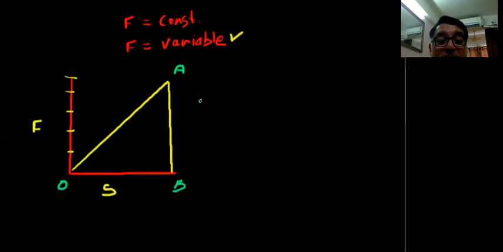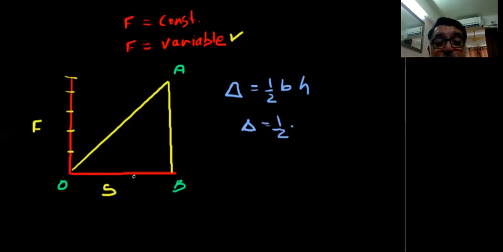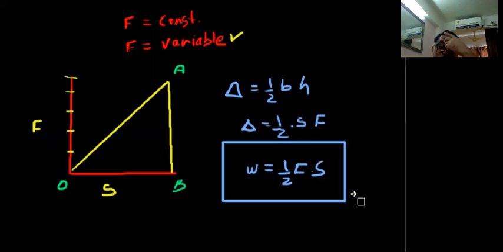Now remember, AOB is a triangle. So the area of a triangle equals half into base into height, which will become half multiplied by base, which is the displacement, and height, which is our force, F. So in that case, we say work equals half F into S. So work done by a variable force equals half into F into S.